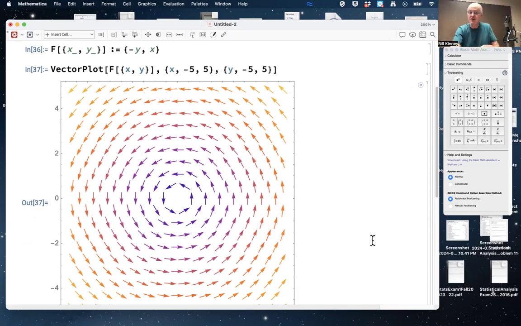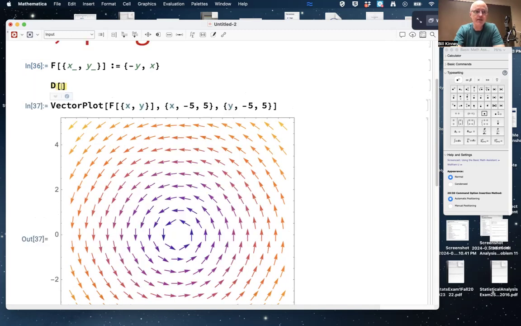Now, certainly at the origin, in the middle of the picture, you would think it would rotate because the flow is around the origin. And in fact, the scalar curl here is the derivative of the first component with respect to the second variable. No, the second component with respect to the first variable. The second component is x here. Maybe I should type it in as the vector field itself.